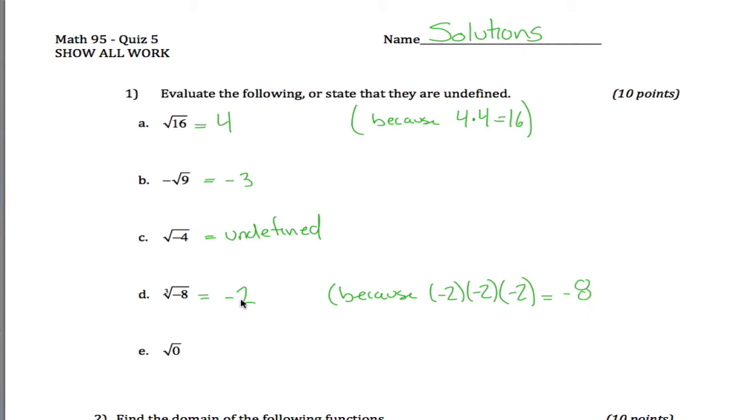It's tricky. You might think this is undefined. Oh, you can't take the square root of a negative, right? But I'm not asking you to take the square root of a negative. I'm asking you to take the cubed root of a negative. Turns out you can take the cubed root of a negative. A negative times a negative times a negative gives you a negative. So the cubed root of negative 8 is negative 2. Square root of 0, it's just 0, because 0 times 0 is 0.